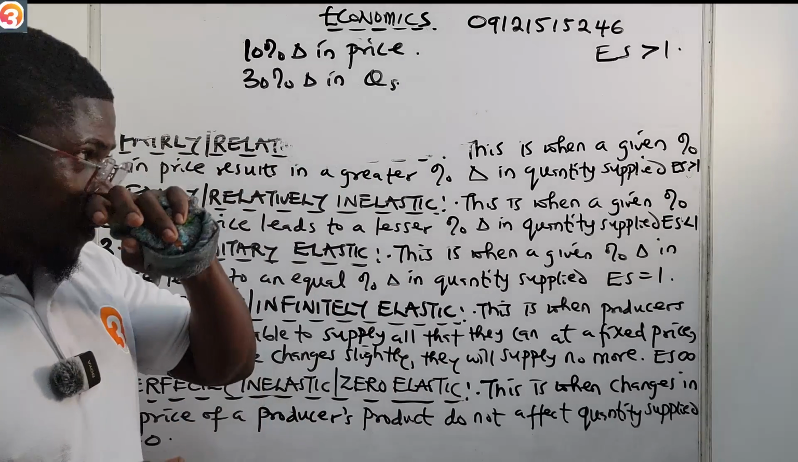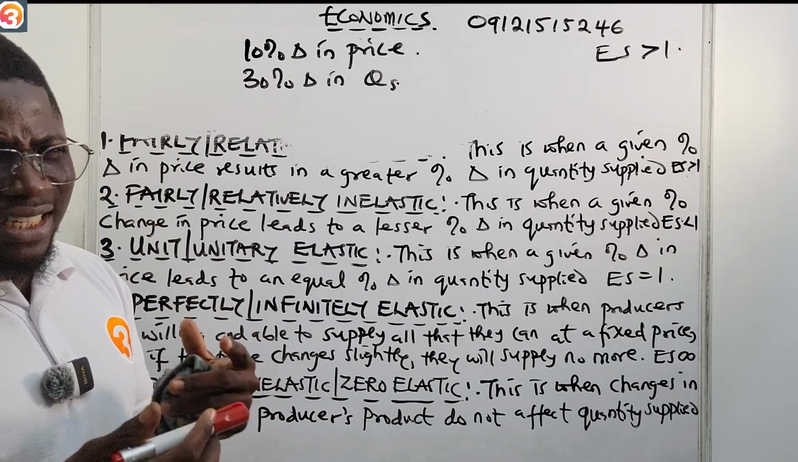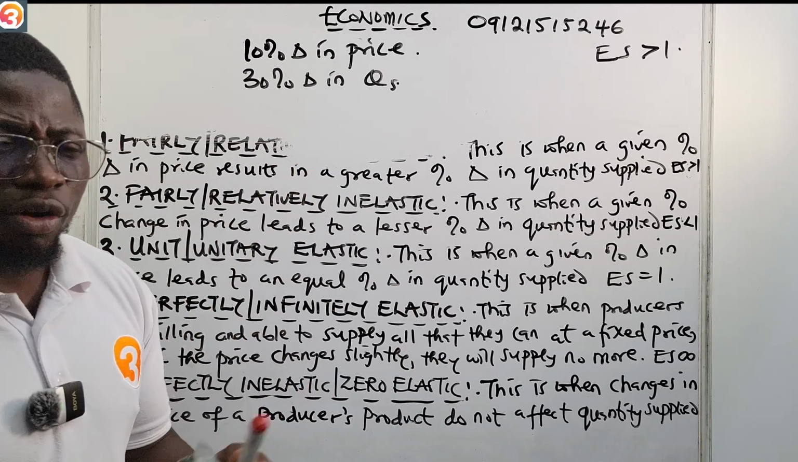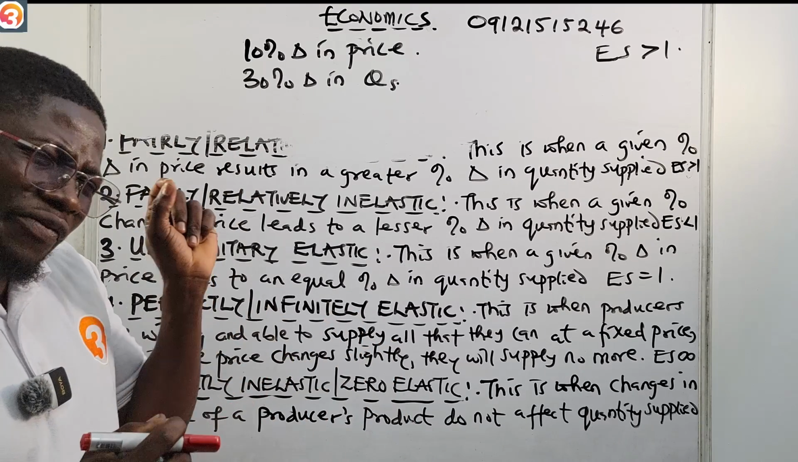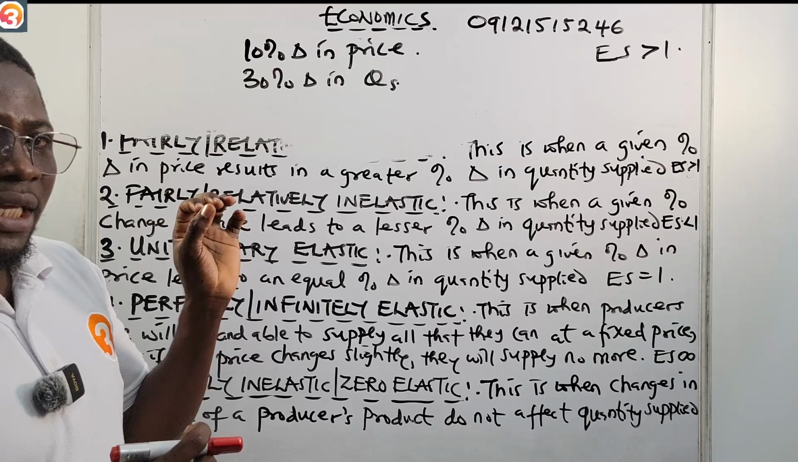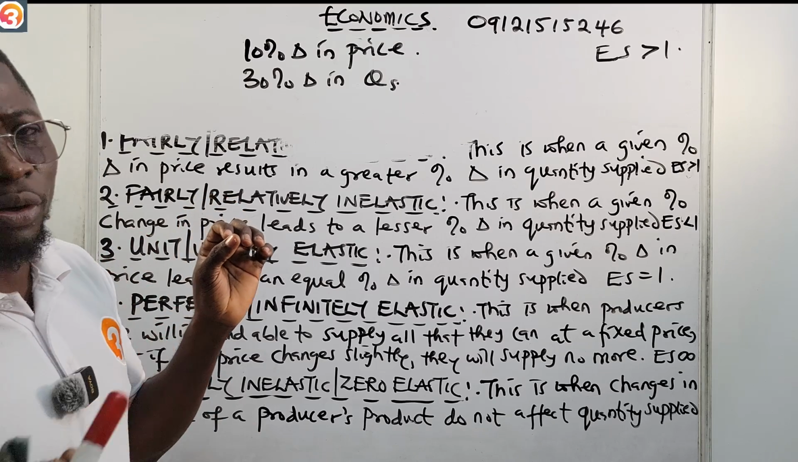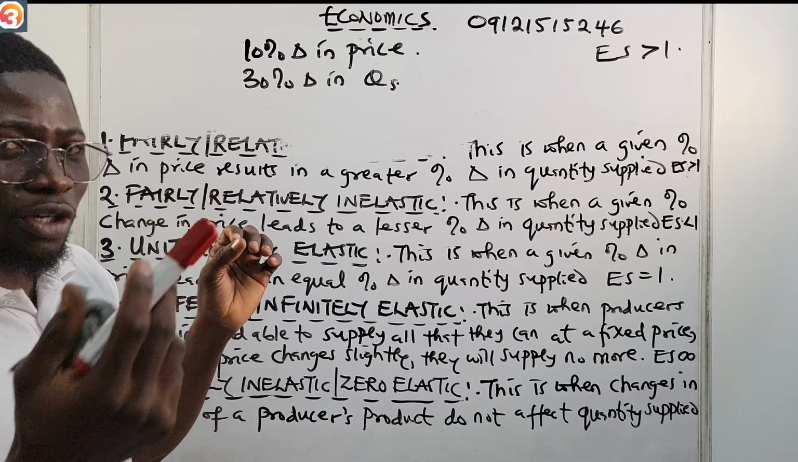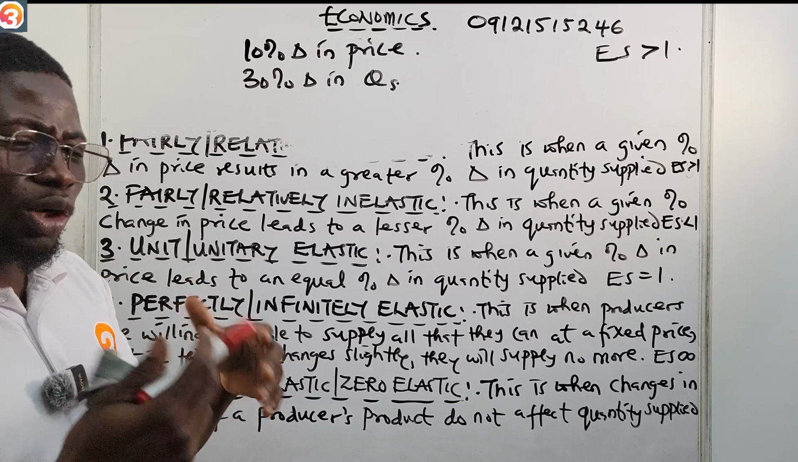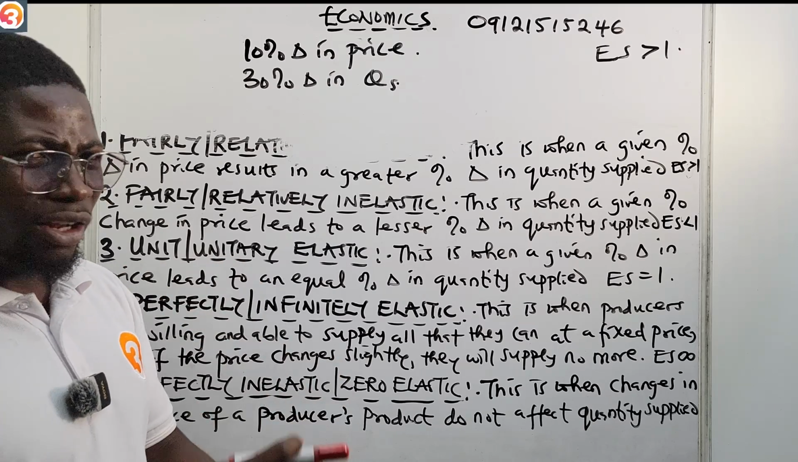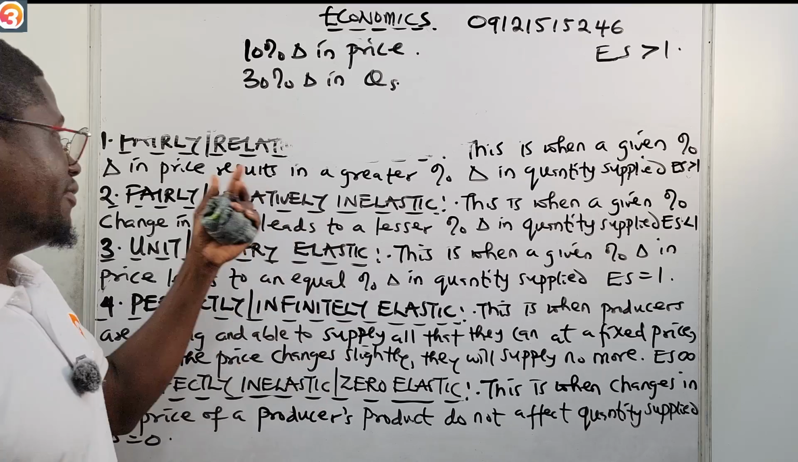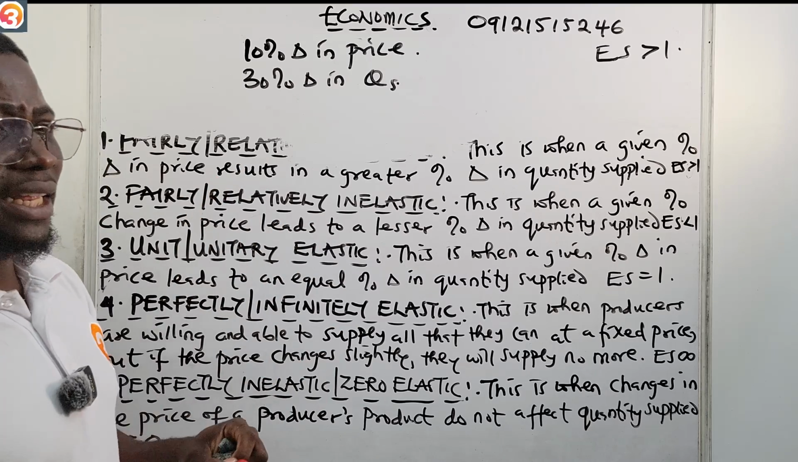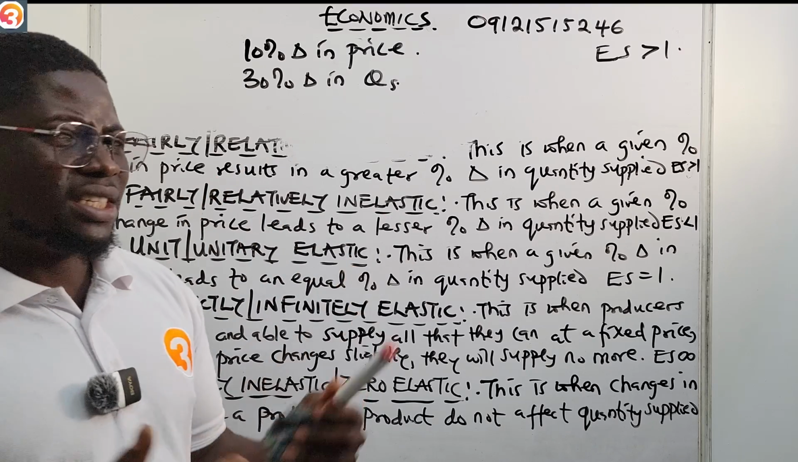And what type of goods show this kind of elasticity? Of course, luxury goods. If the price of luxury goods increases, people will even produce more, so the percentage change in quantity supplied will increase because people will always buy them. Luxury cars and jewelries also are commodities that fall into fairly or relatively elastic supply. Let us see the graph.